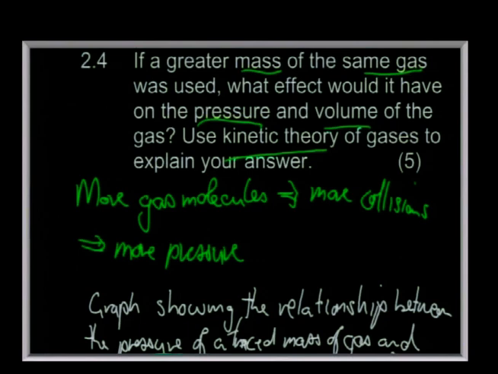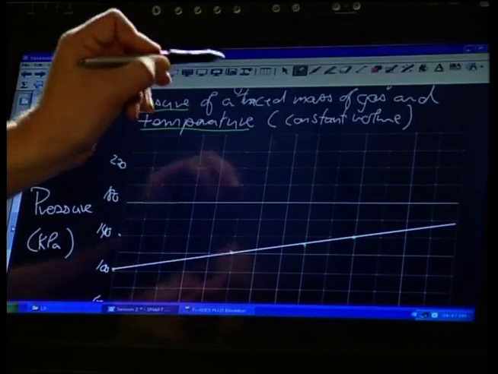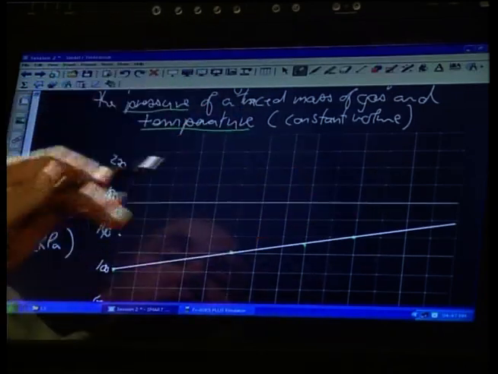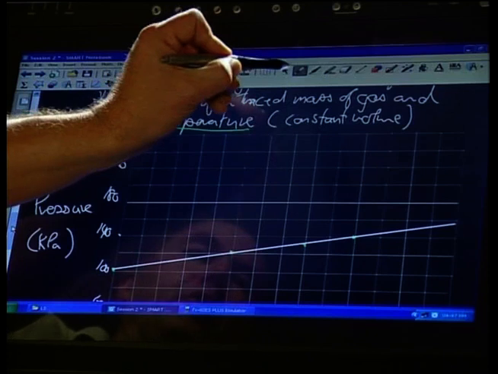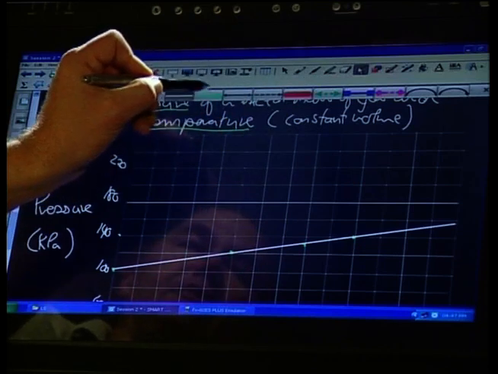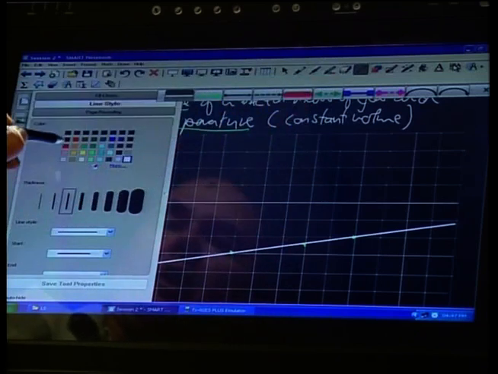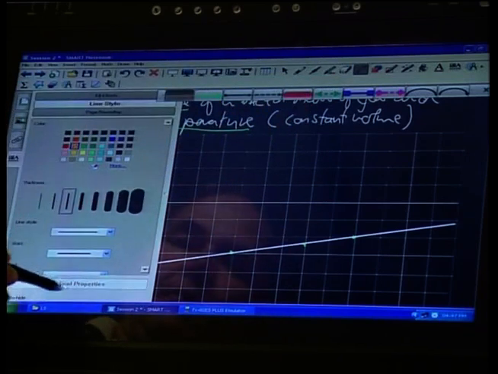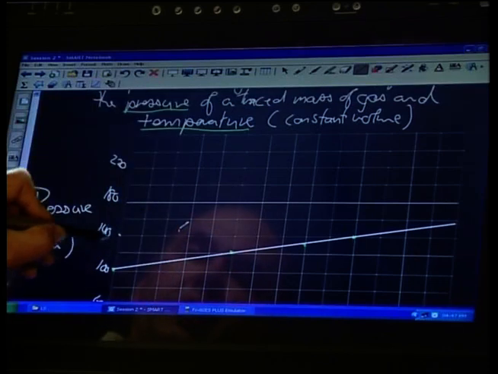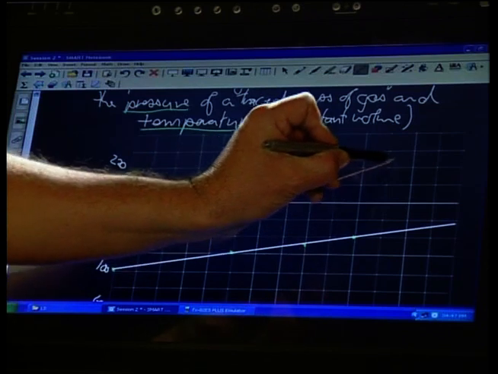So if we were to actually show this on a graph, then what we would recognize is that if that was the graph for a certain number of molecules, then for the bigger number of molecules, and I'm just going to have to draw it in a different color quickly just to show you. If I were to draw it in that color, for example, then what it's going to look like is it might even start over there, but it would have a different gradient.